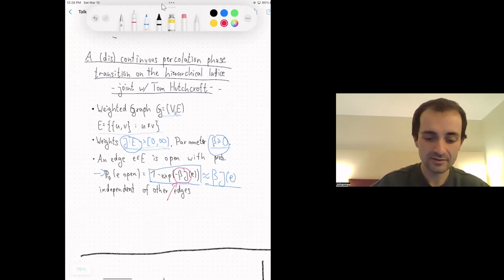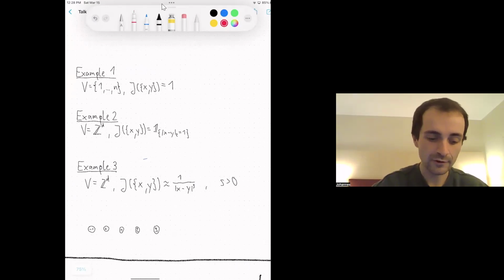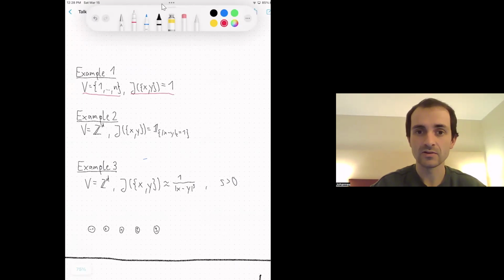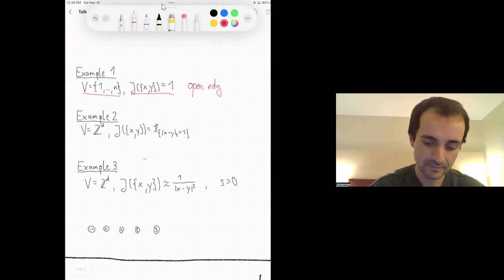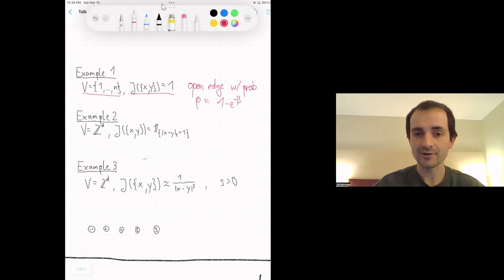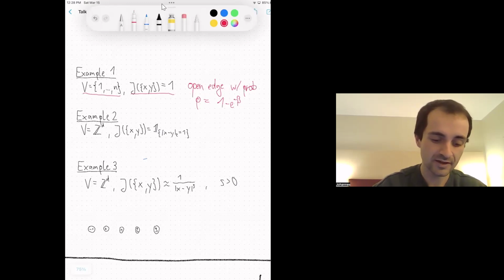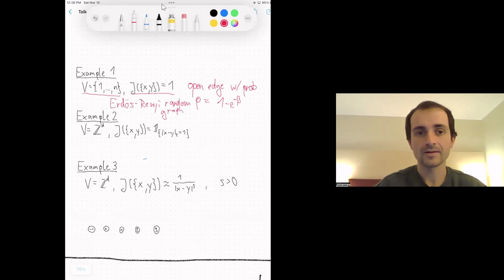Let's look at a few examples. For example, if the vertex set equals 1 to n and J of xy equals 1, then there's an open edge with probability p equals 1 minus e to the minus beta, for each element in E. In particular, the open cluster is basically just the Erdős–Rényi random graph. So that's example 1.